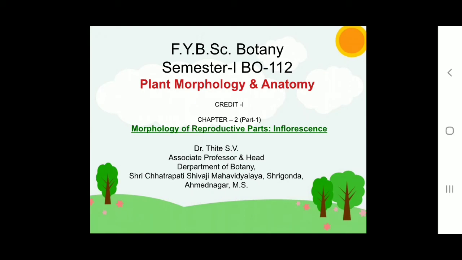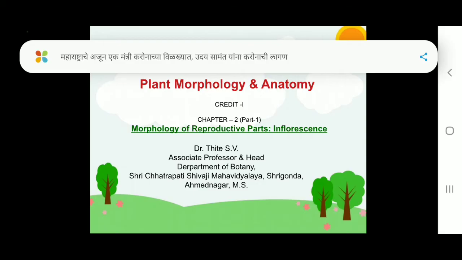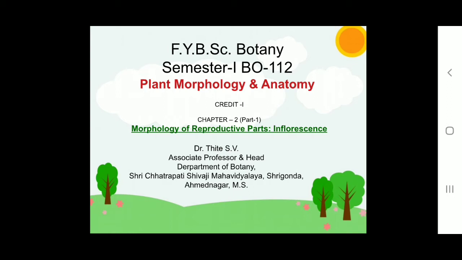Good morning, students. Today we are going to study chapter number 2 in plant morphology and anatomy, that is morphology of reproductive parts, which includes mainly three parts in it, that is inflorescences, flower and fruits. So in this chapter, in the first part, we are studying the first point, that is introduction and definition.